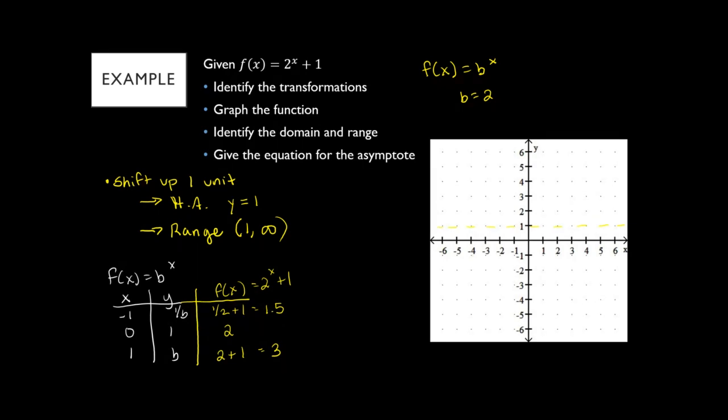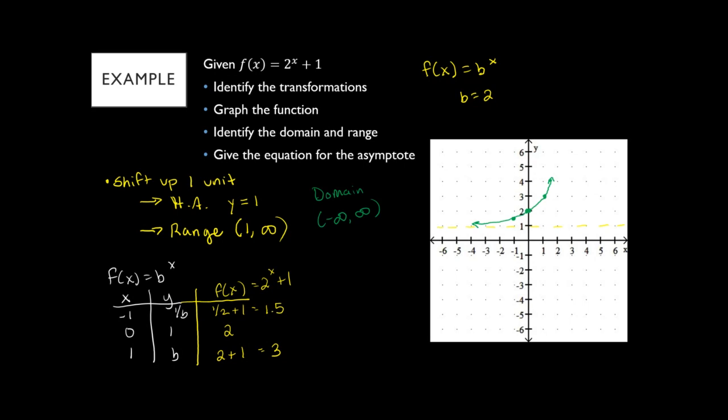So at -1, I'm now going to be at 1.5, so I'm going to estimate that. Then 0 is at 2, and at 1, I'm at 3. And then I just connect, and then because we have an asymptote, I can make it go close to the asymptote. So I just plot those 3 points, connect them, and that's my graph. Now the thing about domain here is that it's all real numbers. It doesn't matter what your graph looks like. It's always going to be all real numbers. Shifting left or right, up and down doesn't change that for exponentials.